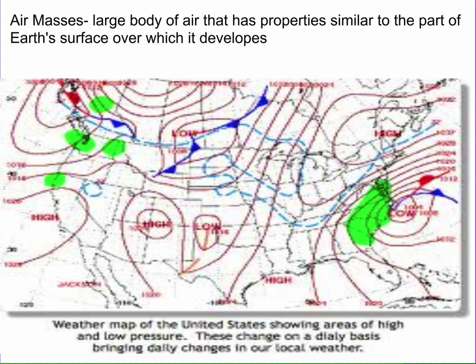Now, atmospheric pressures vary widely over Earth's surface, and that's mainly because wind blows from areas of high pressure to areas of low pressure. As wind blows into a low pressure within the northern hemisphere, Earth's rotation causes these winds to swirl in a counterclockwise direction. Large swirling low pressures are called cyclones and are associated with stormy weather.